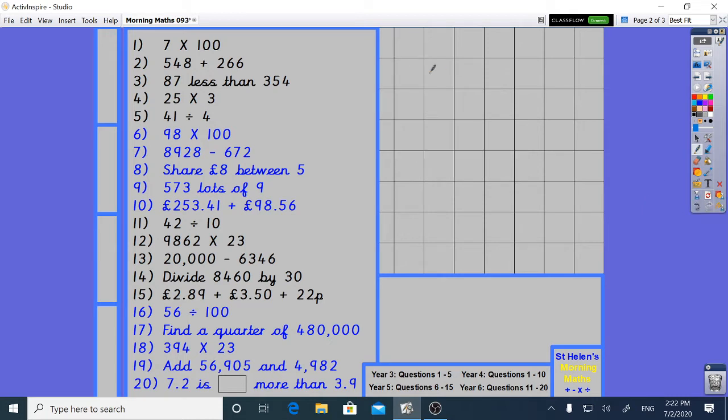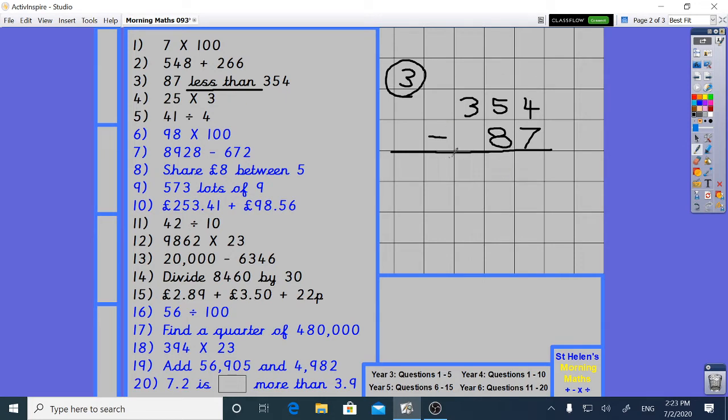Question 3. Hopefully you've learned over the last few days that less than means minus, but you've also learned that the biggest number has to go on the top in a minus. 354 is bigger than 87. So keep a close eye on that. Make sure you're putting the biggest number on the top when you're doing minus.